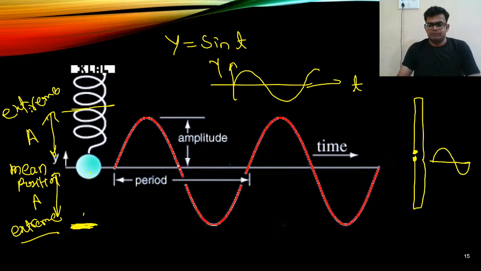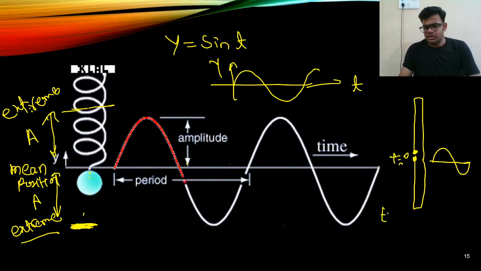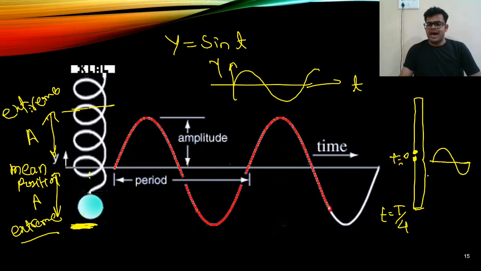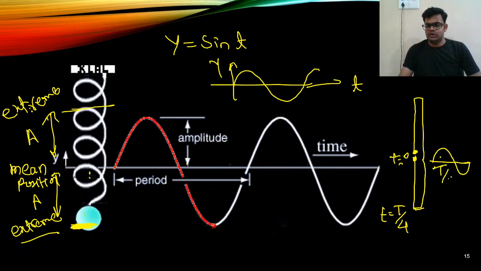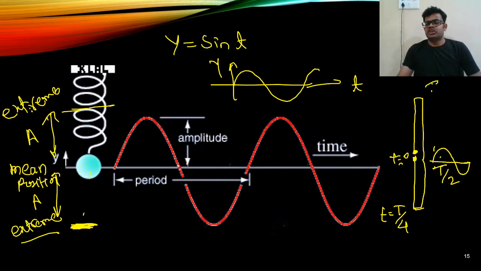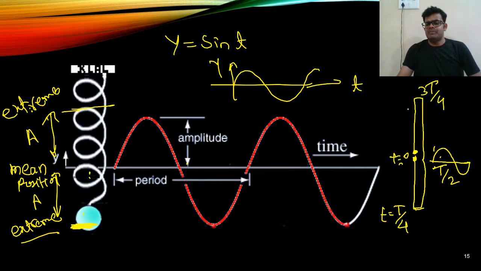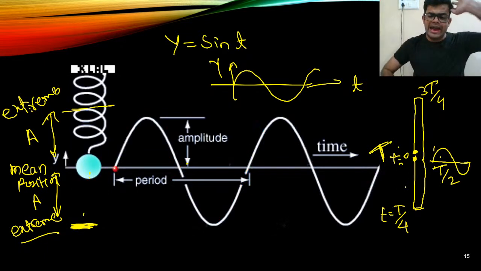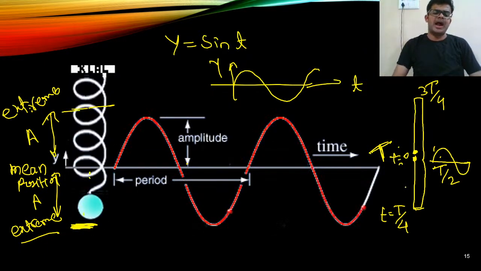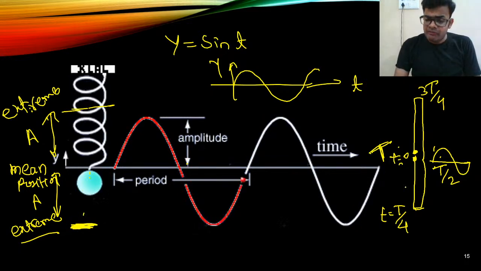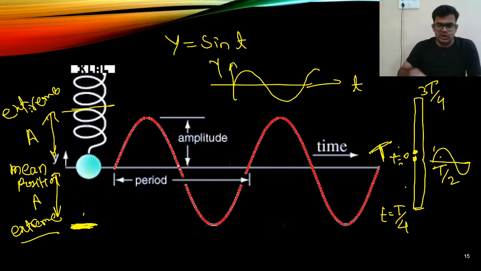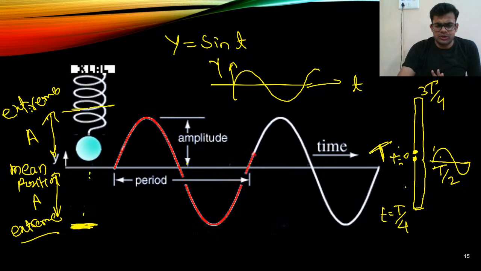Remember, let's say the particle is starting from here, t equals 0. When the particle reaches here, the time is T by 4. When the particle comes back and reaches here, the time is T by 2. When it reaches this position, the time is 3T by 4. And when the particle comes back here, the time will be capital T. So from mean position to extreme position, the particle takes one fourth of the total time period. You will understand everything, no need to worry.